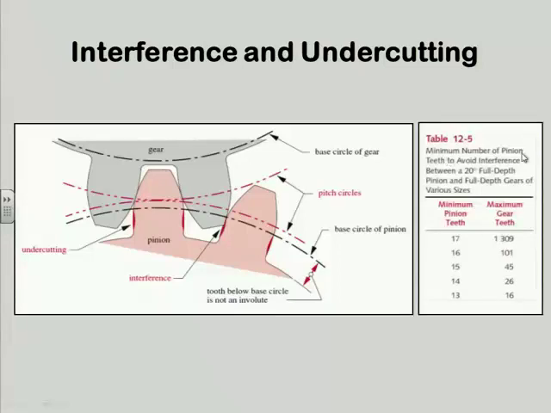So here are some guidelines for the minimum number of pinion teeth to avoid interference with a 20-degree full-depth pinion and full-depth gears of various sizes. So here's your minimum pinion teeth and a maximum gear teeth for that. As the number of teeth on the gear comes down, it also drives down the minimum number of pinion teeth allowed. And there are fairly small numbers of teeth, 13, 14, etc.